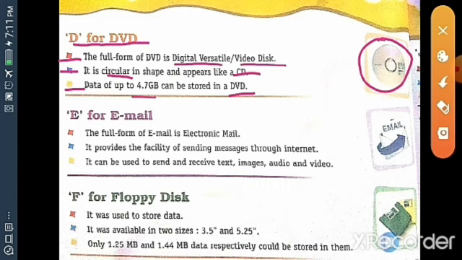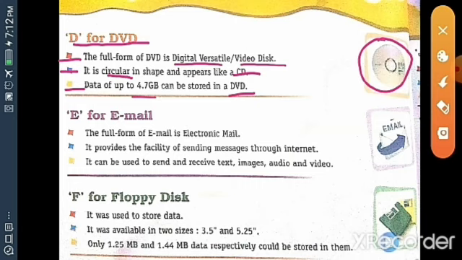Now, what is DVD? DVD stands for digital versatile disc. A DVD is a type of optical media used for storing digital data. It is the same size as a CD but has a larger storage capacity.